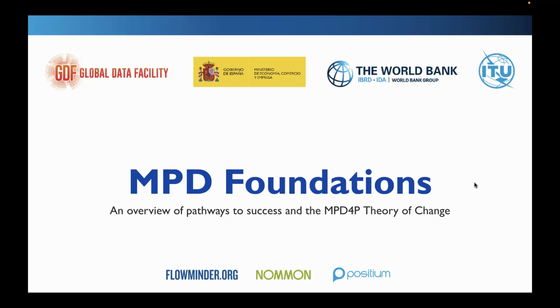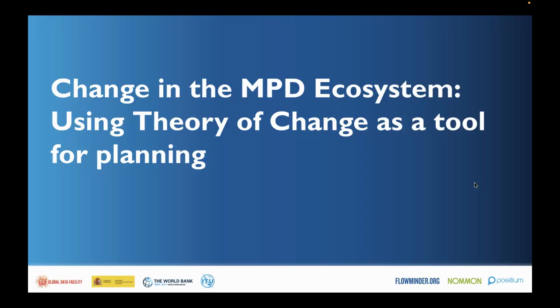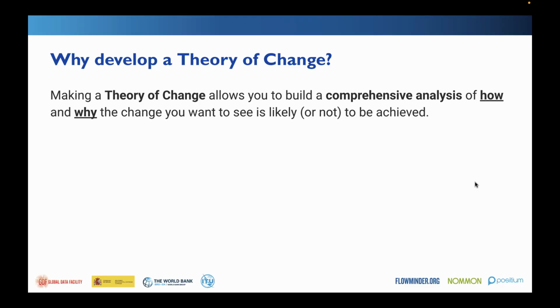This short presentation explains the value of theory of change as a planning tool. We can use a theory of change to help us understand the impact of an initiative in the wider data ecosystem that it is working in. Why would you develop a theory of change? Because it helps you to build a comprehensive analysis of both how and why the change you seek is likely or not to be achieved.